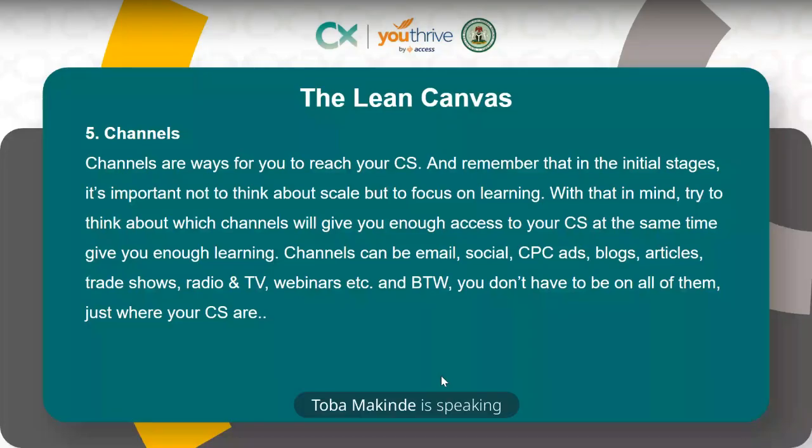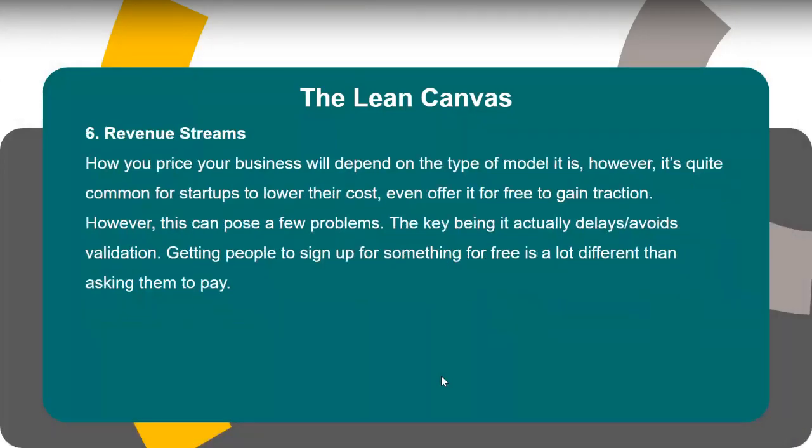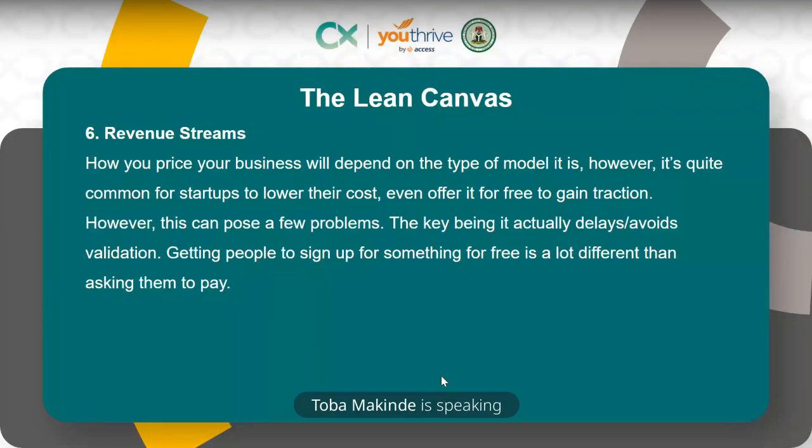It can be via email, social, CPC ads, blogs, articles, radio, TV, whatever. It's just a means by which you reach your customers and your customers can reach you. All right. Revenue stream talks about how you price your business. How you price it depends on the type of model it is. There are several kinds of models. I should have included them here.